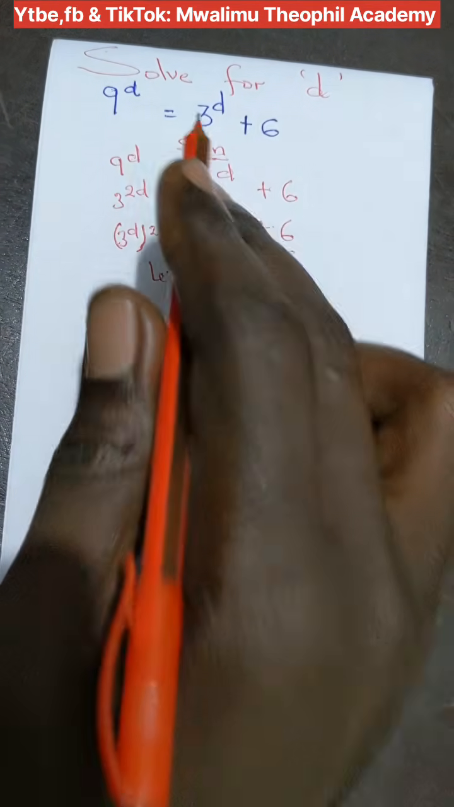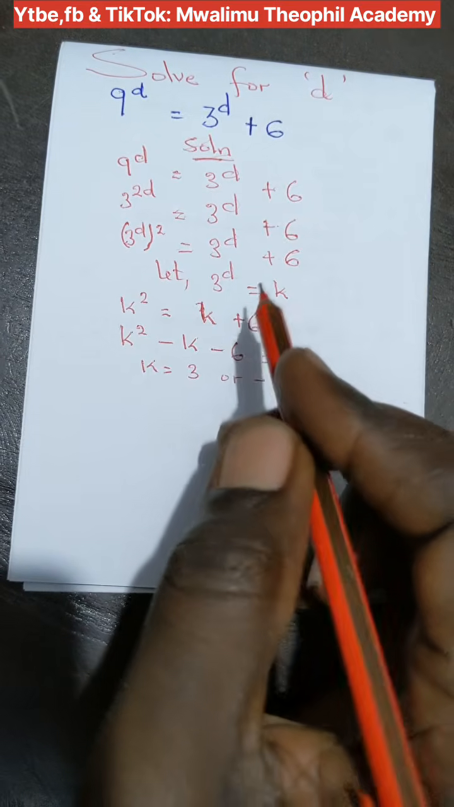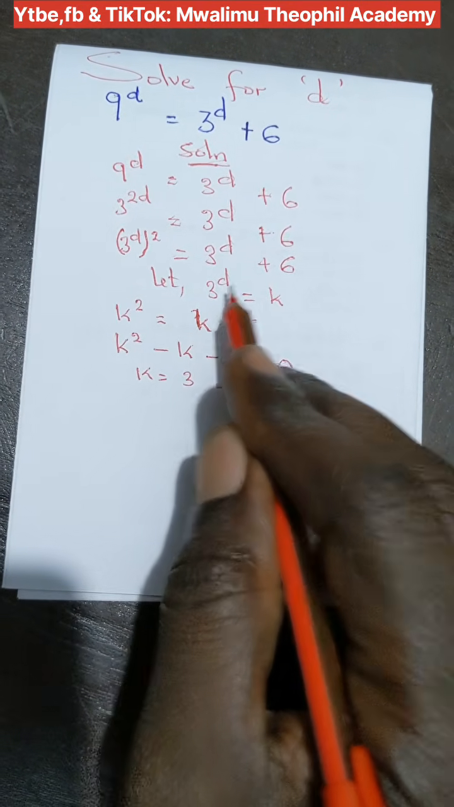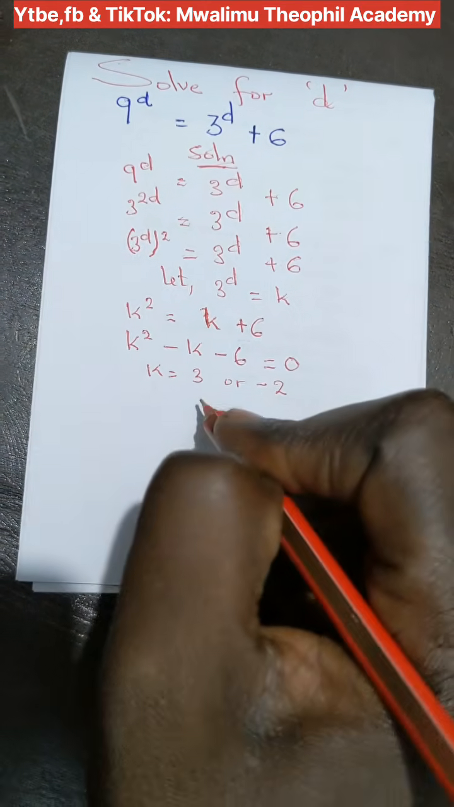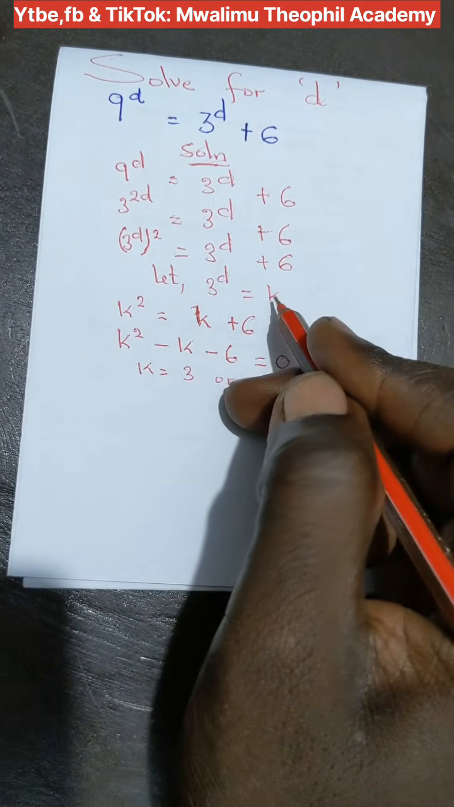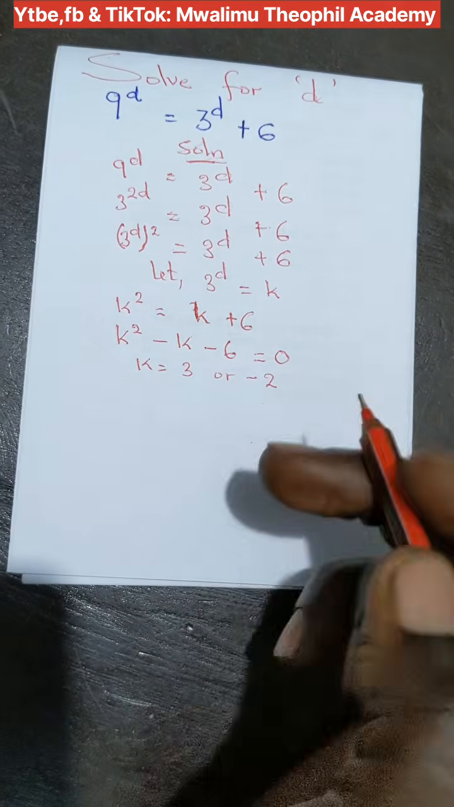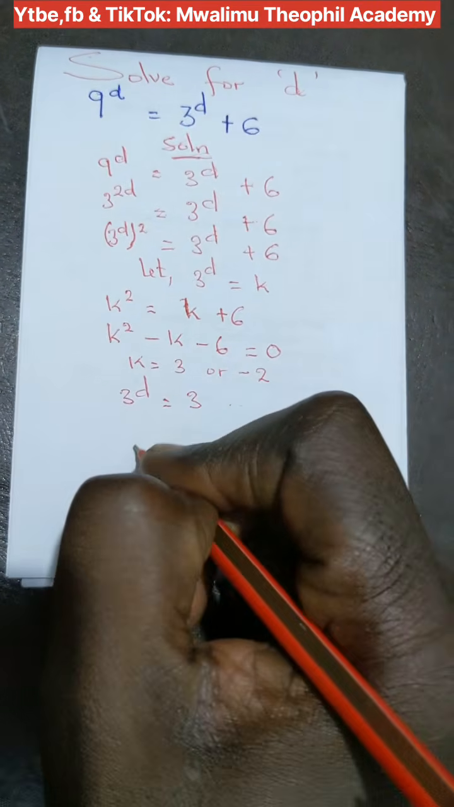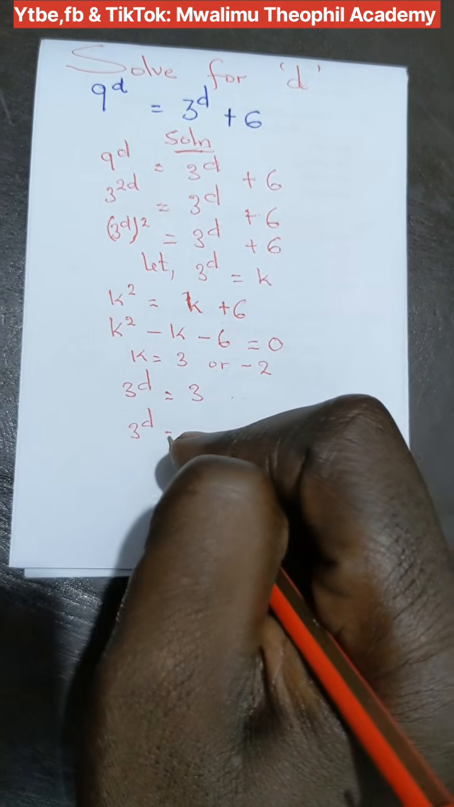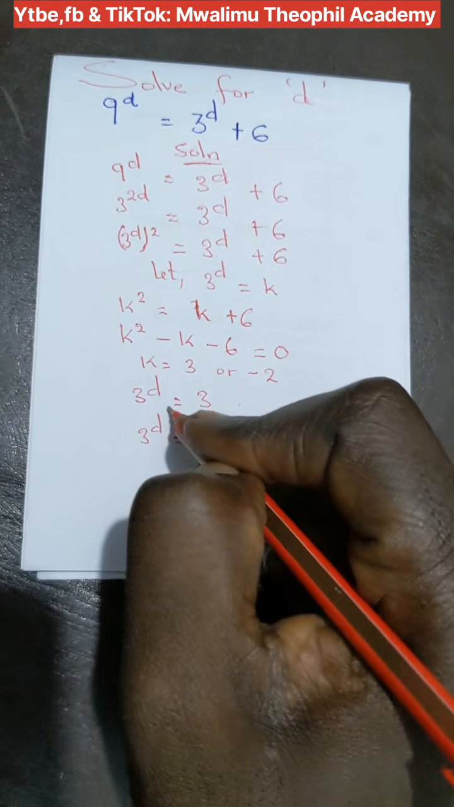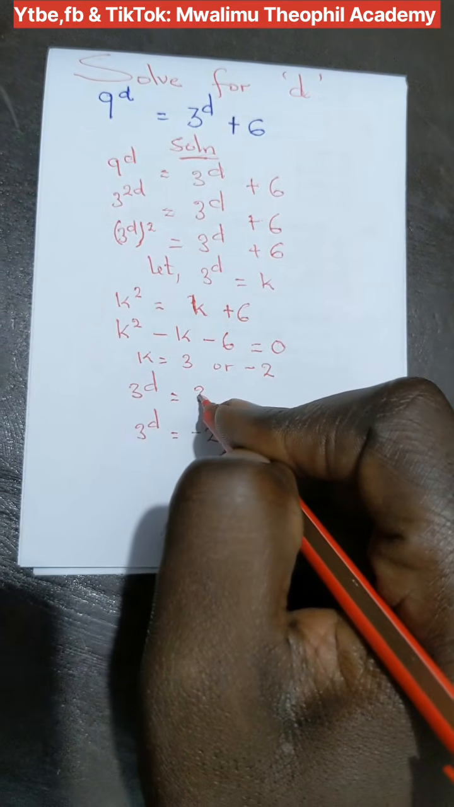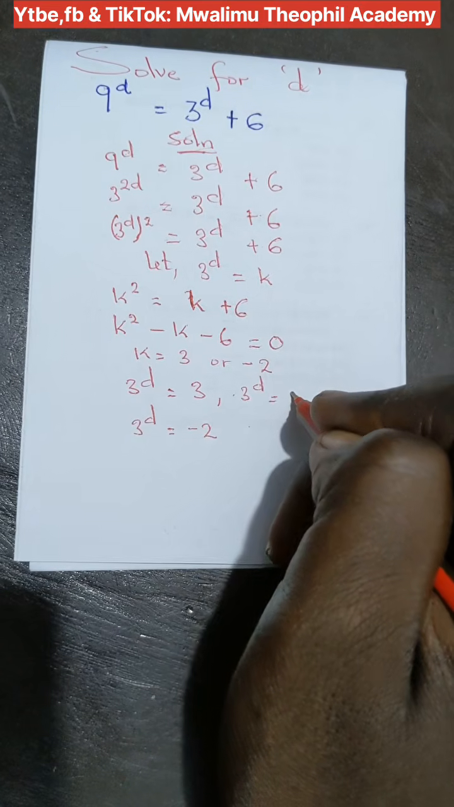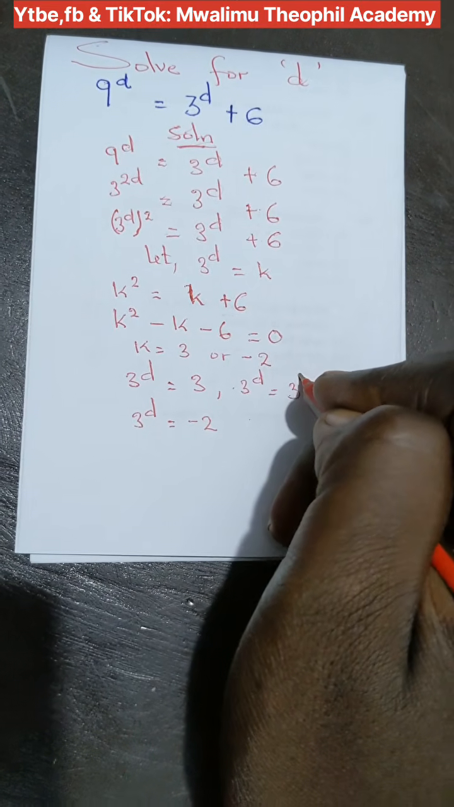But remember, in our question, we are not required to look for K, but we are required to solve for D. Now, we have already said that K is equal to 3 raised to D. So where there is 3 raised to D, we put the value of K, which is 3 or negative 2. Now, 3 raised to D may be equal to 3, or 3 raised to D may be equal to negative 2. For this case, 3 raised to D is equal to 3. It means that 3 raised to D is equal to 3 raised to 1.